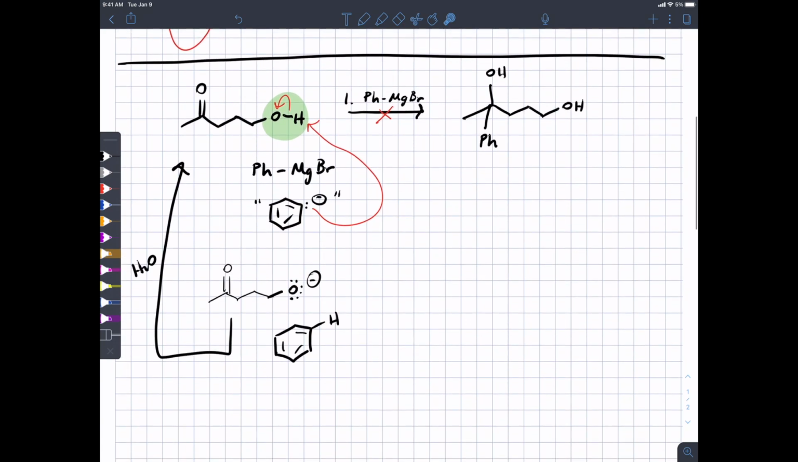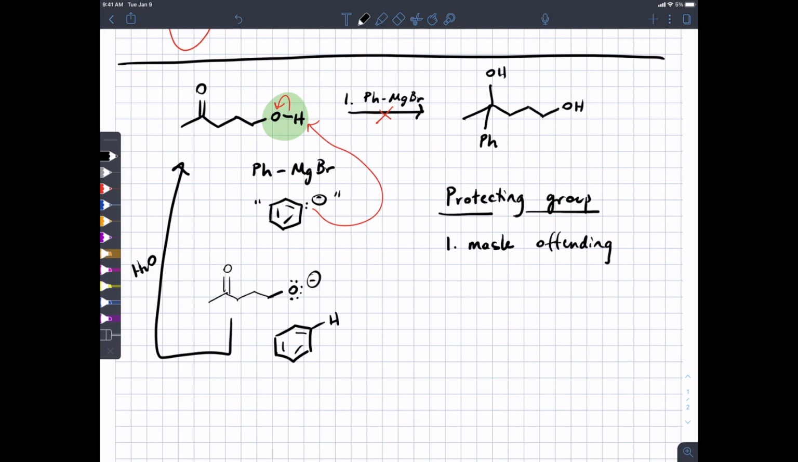And that strategy of masking a problematic functional group is called protecting group chemistry. The goal of protecting group chemistry is to change the OH into something that doesn't have an acidic proton. But to be general, the protecting group masks the offending functional group.